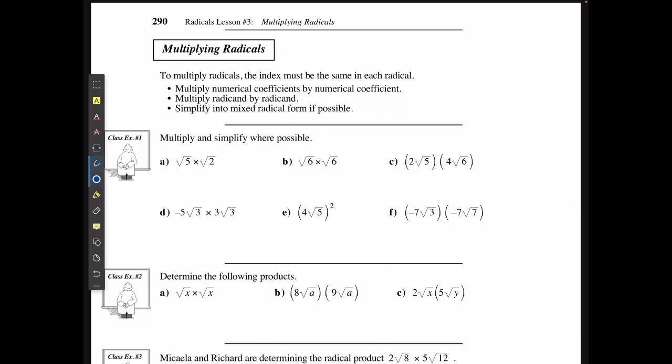So, for example, A, root 5 and root 2. Well, 5 times 2 is going to give me root 10, and that can't be simplified any further. Root 6 and root 6 will be the same as root 36, and the square root of 36 is just 6. If I have 2 root 5 and 4 root 6, the 2 and the 4 are going to give me 8, and the 5 and the 6 are going to give me root 30.